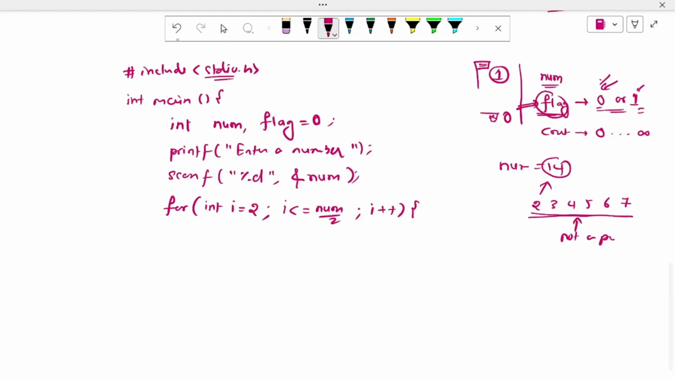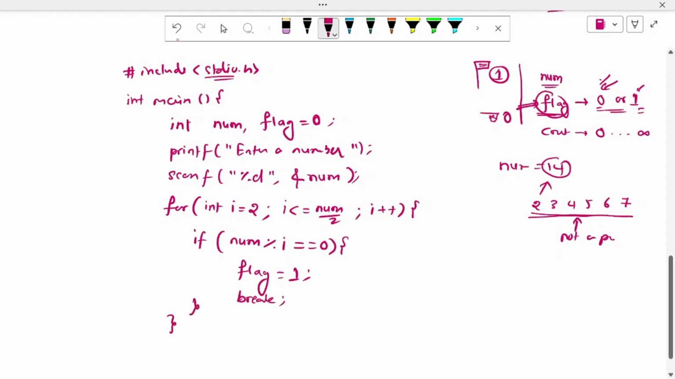Now here I'll put a condition: if the given number is divisible by i. If the number is divisible by i, then I am going to raise the flag, which means assigning the flag value as 1, and then break the loop. Then after that I am going to close the loop.